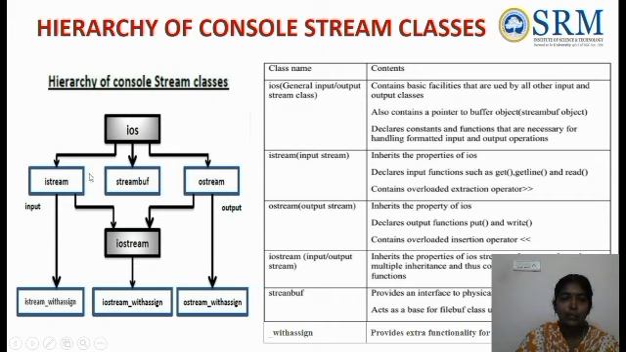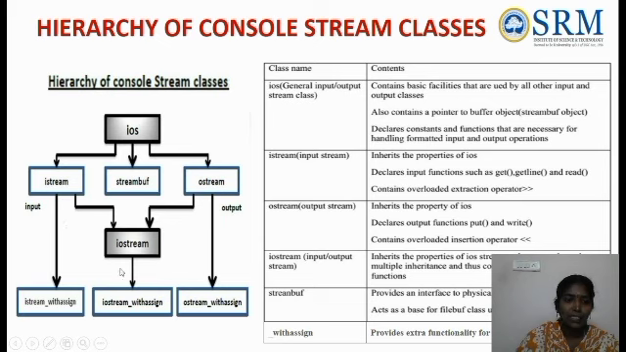istream is used to declare the input functions such as get, getline, and read. Streambuf provides an interface to the physical devices through the buffers. ostream declares the output functions such as put and write. And iostream is a child class which inherits the properties of istream and ostream through multiple inheritance, and thus it contains all the input and output functions.